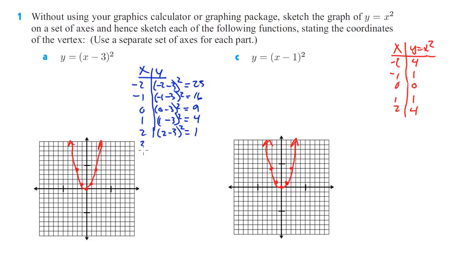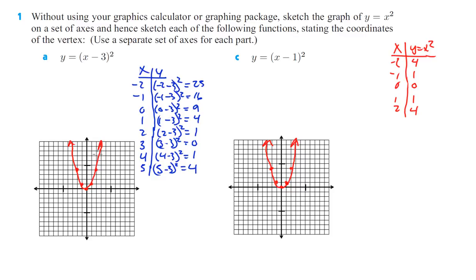Let's do 3. 3 minus 3 squared is 0. That's a nice easy one. Let's try 4 also. 4 minus 3 squared is 1. 1 squared is 1. And then let's add a 5 in there also. 5 minus 3 squared is 2. 2 squared is 4. So on our graph here, I'm not going to graph the negative 2 and the negative 1 because it's not going to fit on our graph. I'm just going to graph all the rest of these.